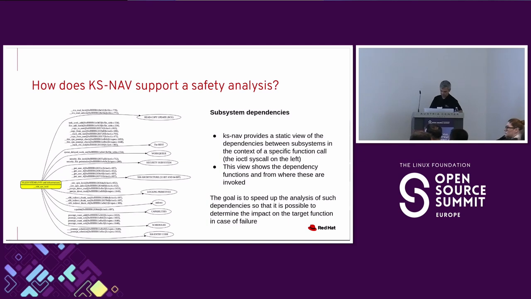And here you can see basically what the function calls are, and this is the source code where this call is made. So even if KSNav works at the binary level, using the debug information it is able to point you to the right place in the source code. And here we have the different subsystems.